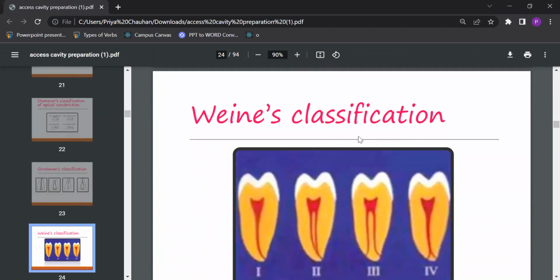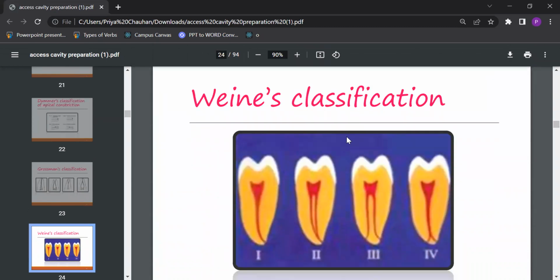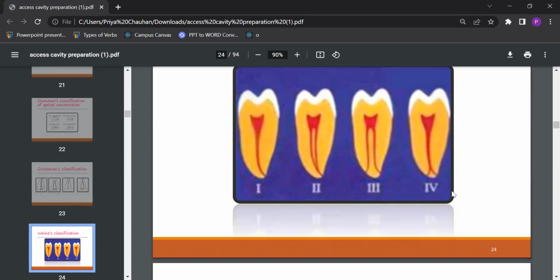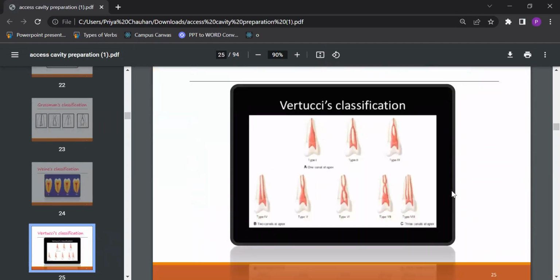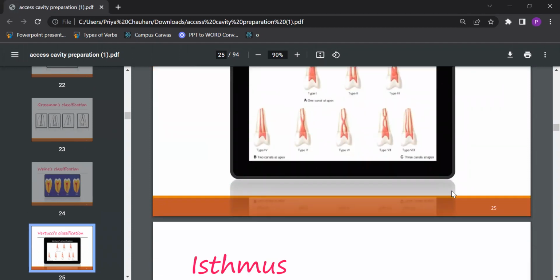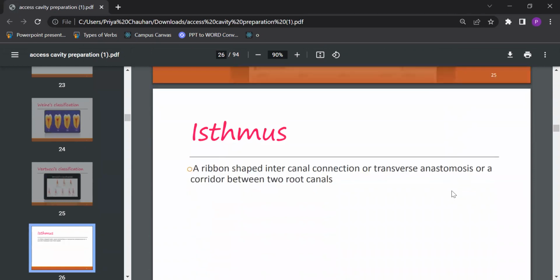Next is Weine's classification. Type 1, type 2, type 3, type 4, single, this one. फिर next is type 1, type 2, type 3, type 4, type 5. Oh, sorry, classification. That is isthmus.